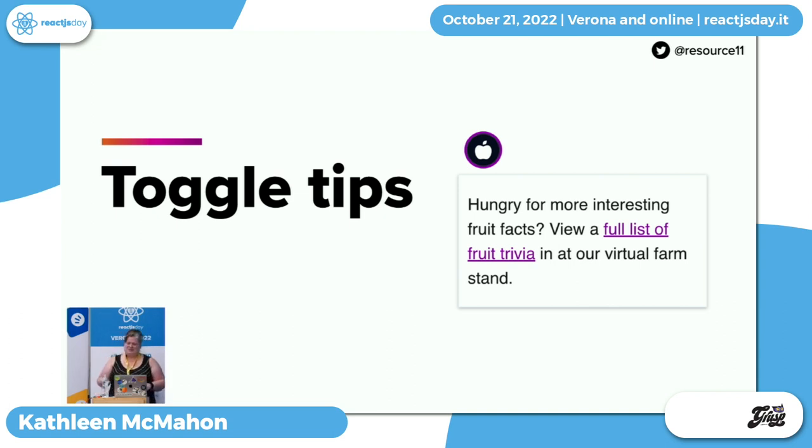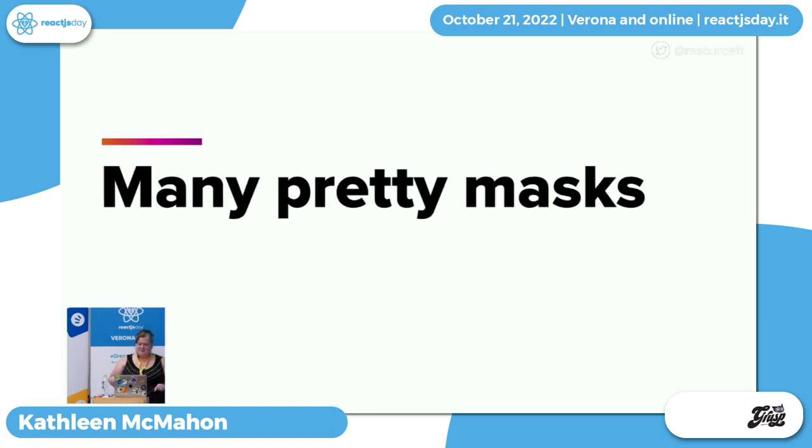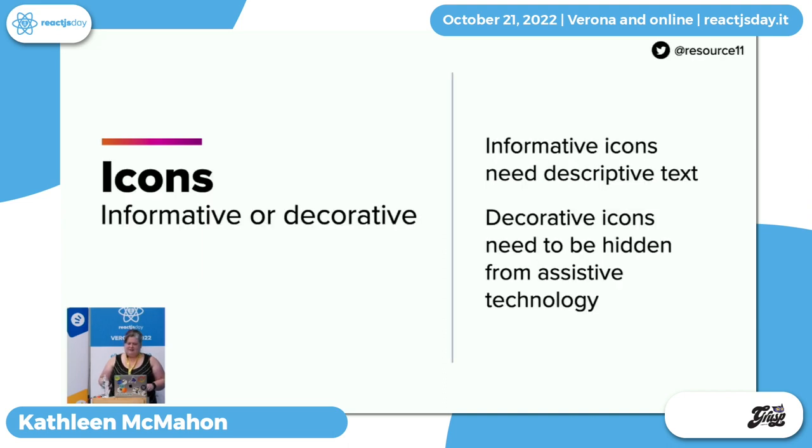So let's talk about icons just for a minute. Icons can be informative or decorative. And if you have an informative icon, it really should be paired with descriptive text, so it can be perceivable by screen readers and by humans that can see. And decorative icons need to be hidden from screen readers so they don't add extra fluff that doesn't mean anything, because they don't add enough value to be read out.